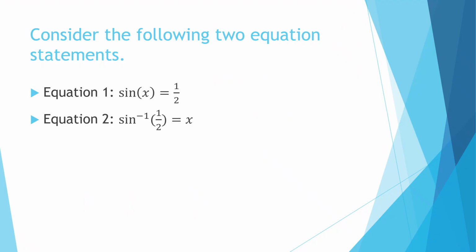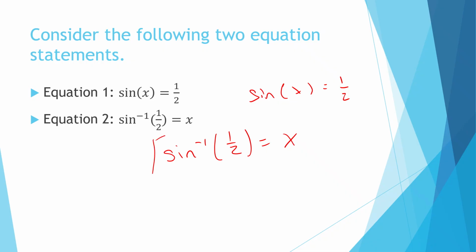All right, so consider the following two equations. If we have sine of x equals 1/2, that's one equation. And then equation number 2 is inverse sine of 1/2 equals x. Are these two equations the exact same? Think about it for a second. Pause the video now if you need to. The answer is no, they're not. And so let's take a look at the solution to equation 2 first.